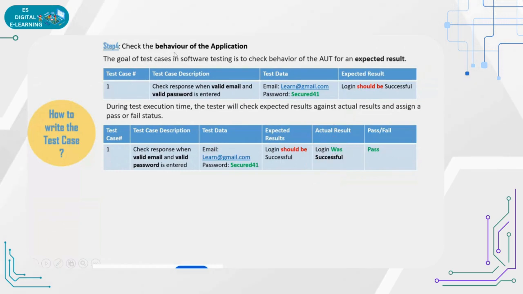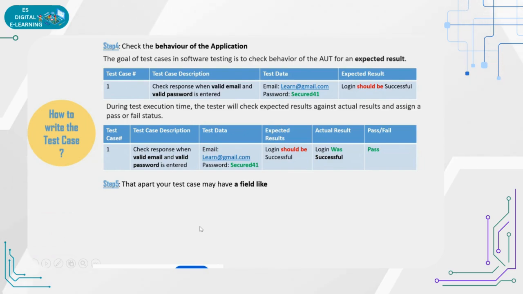So this is how we are checking the behavior of the application. Before starting, it will be like this. After starting, we need to verify the actual result and expected result. If both are not matching, it will be a defect, as we discussed earlier. So what is a defect? A bug, all those points.